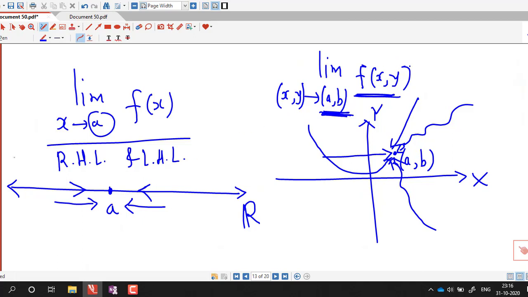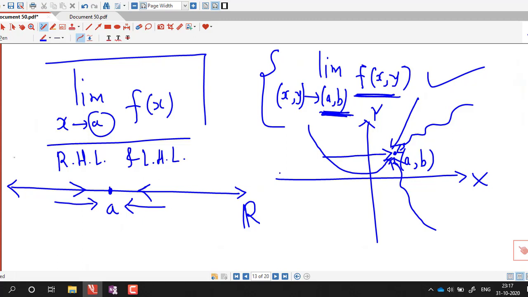And the definition is, if this limit remains the same along all possible paths to approach this fixed point (a, b), then we can say that the limit exists. For a function of one variable, it is required to check limits along only two paths. If the limit remains the same along two paths, then we can say that this limit exists. But for this limit, we have to check the limit along an infinite number of possible paths approaching this fixed point (a, b). So we will see how to evaluate this type of limits, or how to decide whether these limits exist or not.